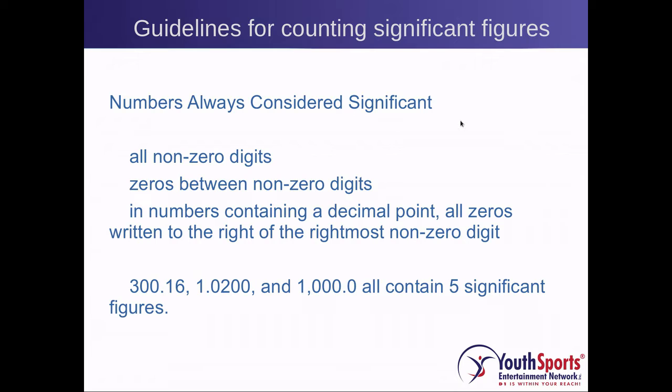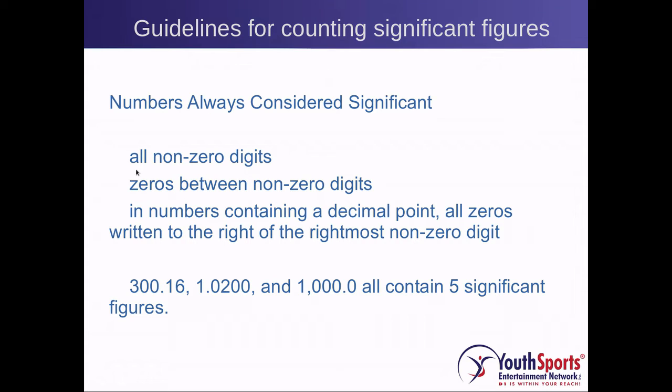Now, when we write a measurement, we have to specify how sure we are of each number. For example, if we are writing 300.16, what we are saying is we are sure of all of these numbers. Similarly, when we write 1.0200, yes, we could have an unlimited number of zeros after the digit, but these two zeros mean that we are sure of them, therefore they're significant. So these all contain 5 significant digits. For example, 1000.0 means we are sure of the 0, so it is going to be 5 significant digits, even though it is on the right hand side.